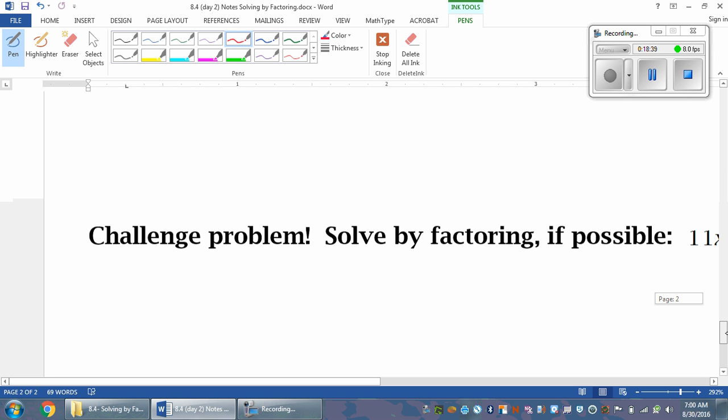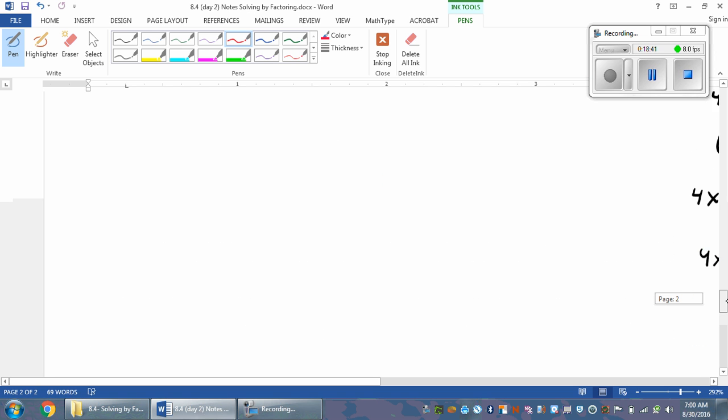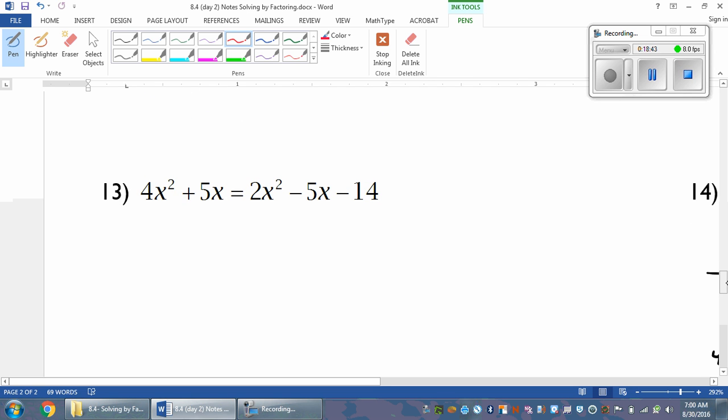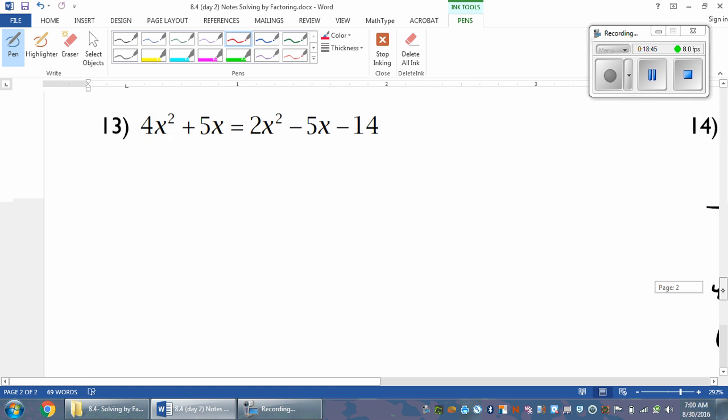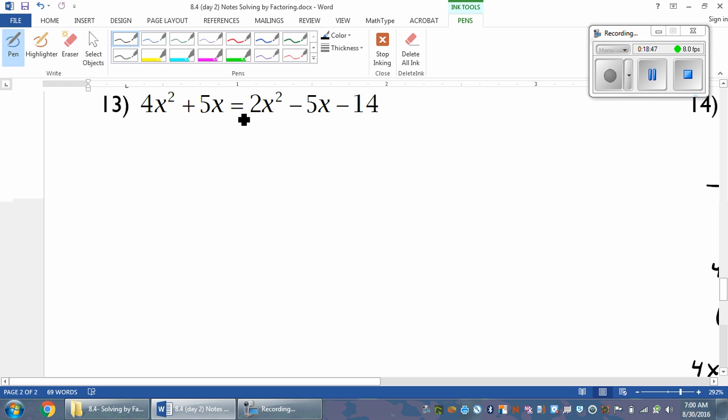But you know what? Let's just go ahead and finish up with number 13, and then we'll call it a day. So again, this is clearly not equal to 0, so let's go ahead and draw the line. Again, we have to figure out which side we are going to end up on, the left or the right. And it determines that by your quadratic term. Always move the smaller term. So between 4x squared and 2x squared, we're going to move the 2x squared.